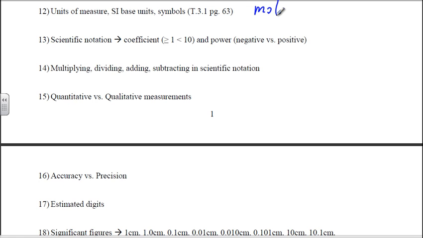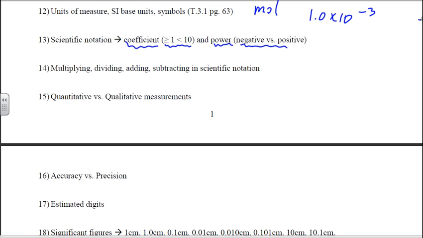So for scientific notation, know what the term coefficient means, and know that the coefficient must be greater than or equal to 1 and less than 10. And then know what I mean by the term power. I'll give you an example here, and know what the difference is between negative versus positive for those powers. An example of a number written in scientific notation would be 1.0 times 10 to the negative third. Okay? So 1.0 times 10 to the negative third, just a simple number.